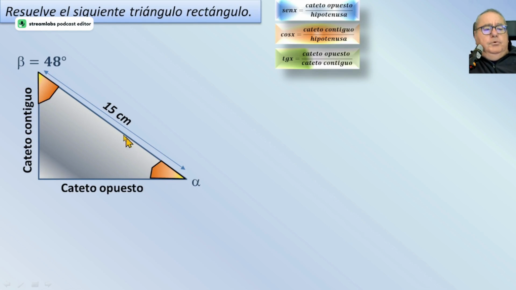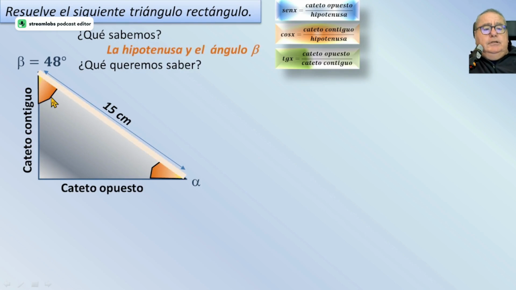Well, looking from beta, in this case, since we are working with the one we know, we are going to think a little about the two questions that need to be asked. As always, they are what we know and what we want to know. We know the length of the hypotenuse, 15 centimeters, and the amplitude of the beta angle. That's what we have at the moment.